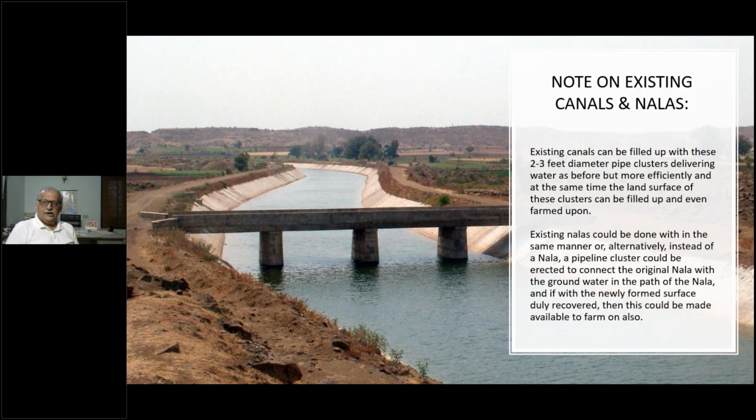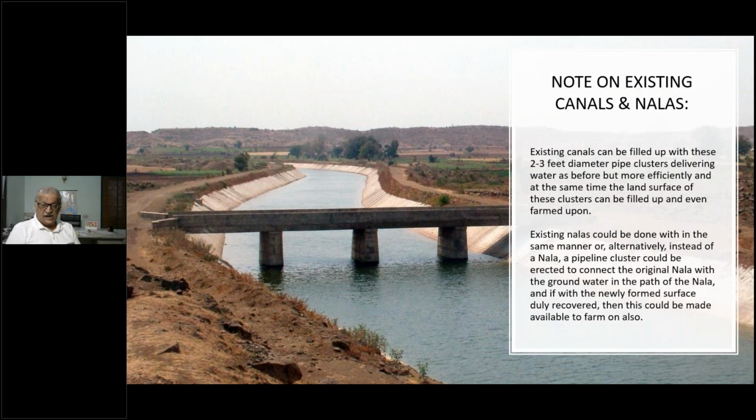Now, I want to make a note on existing canals and nalas, which I might have brought up earlier also. Existing canals can be filled up with these 2-3 feet diameter pipe clusters, delivering water as before, but more efficiently. And at the same time, the land surface of these clusters, which are filled up in the nalas, can be filled up and even farmed upon.